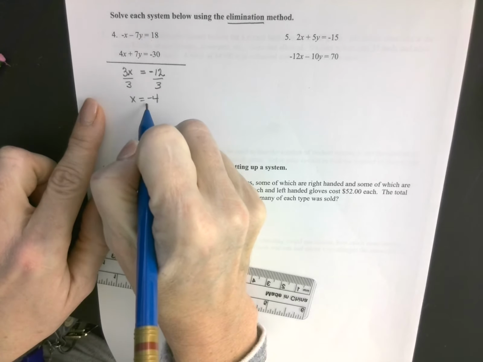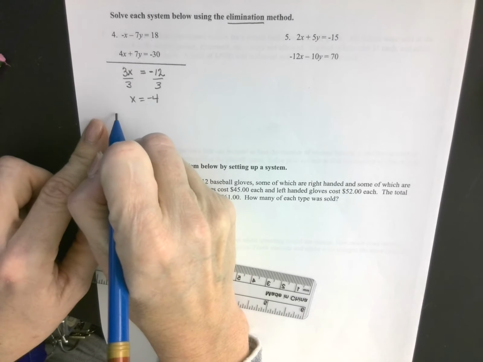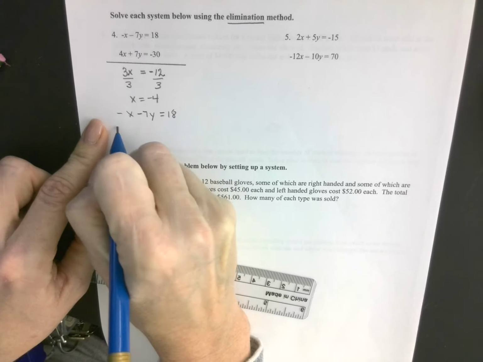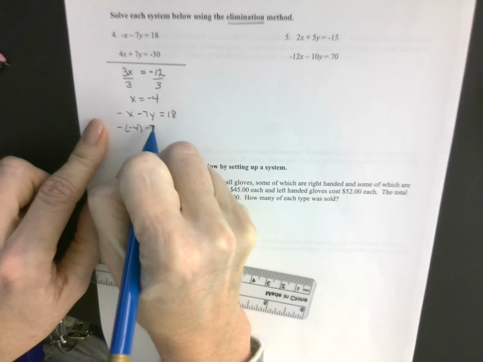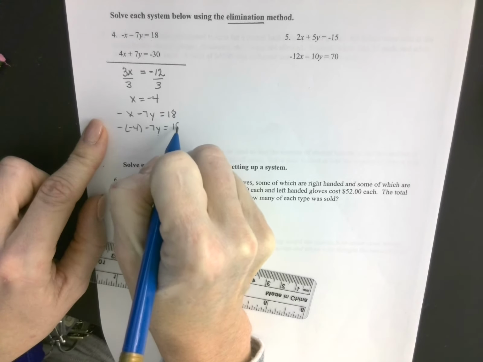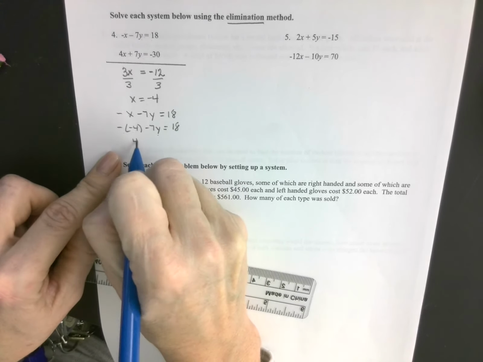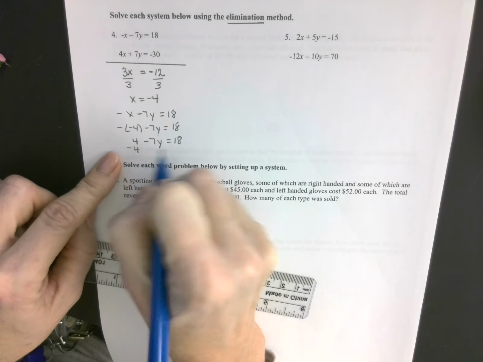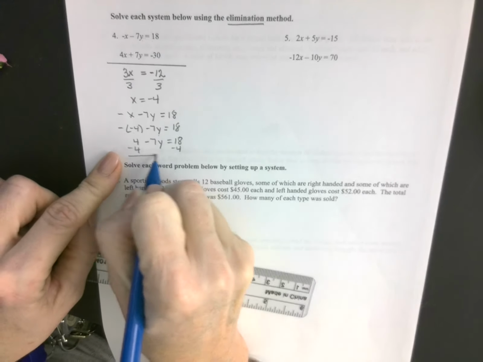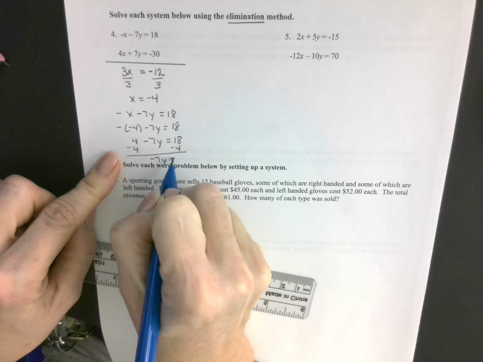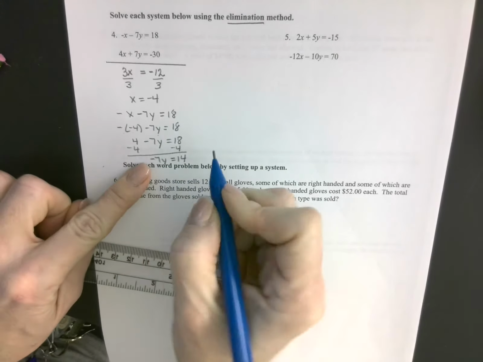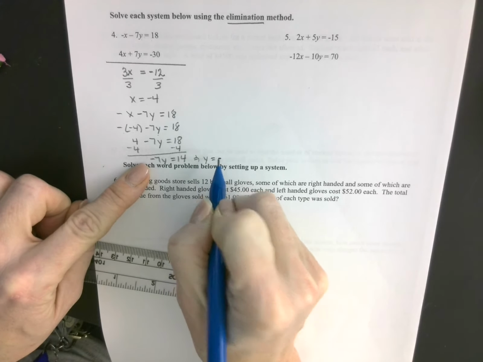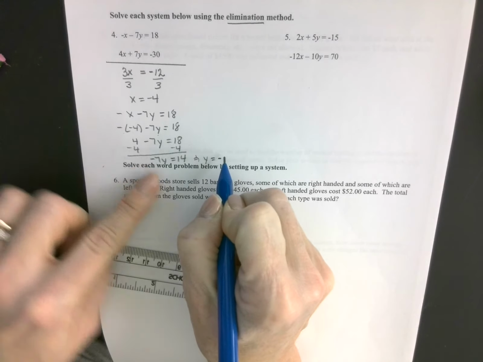Now we're going to substitute negative 4 back into either equation. I'm going to use negative x minus 7y is equal to 18. And now we're going to solve for y. So the opposite of negative 4 is positive 4. And we're going to subtract 4 from both sides. We get negative 7y is equal to 14. Divide by negative 7, we get y is equal to negative 2.